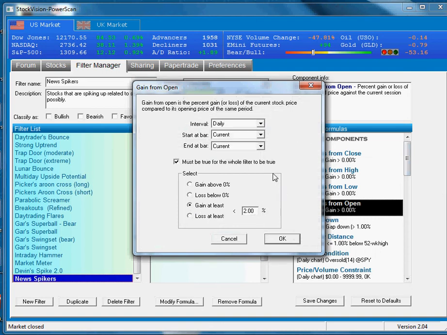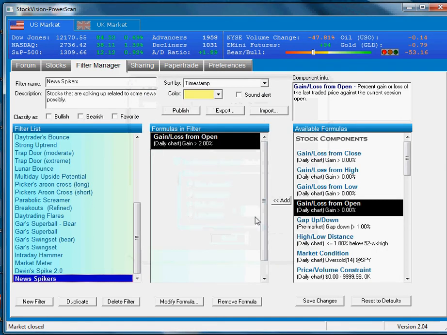For my time interval, I want to do daily candlesticks. I want to look at the current day and end at the current day. So I just want the stock to have gone up 2% today. That's all I'm asking for, is 2% today, right? So we need that. We definitely need that.